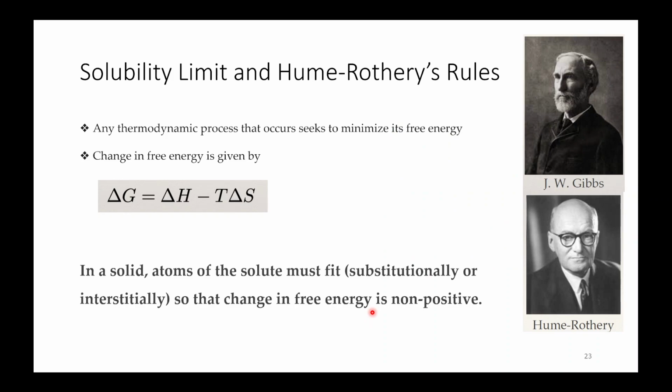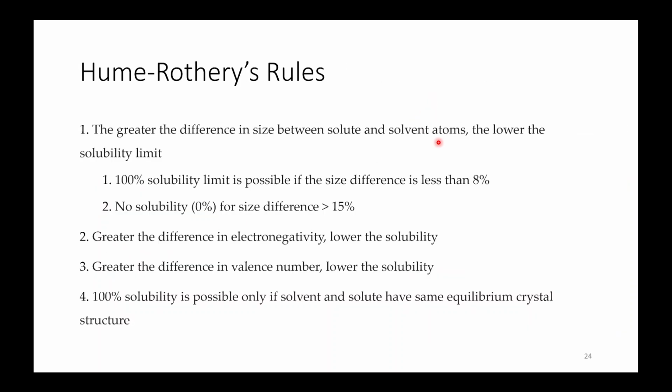Now solubility limit and Hume-Rothery's rules. So any thermodynamic process that occurs seeks to minimize its free energy. Now change in free energy is given by delta G equals delta H minus T delta S. H is your enthalpy, S is your entropy, T is your temperature, delta G is your Gibbs free energy. Now we always want to minimize this Gibbs free energy, and when we form solid solutions, we are minimizing that energy, and hence these 4 rules of Hume-Rothery are given based on this.